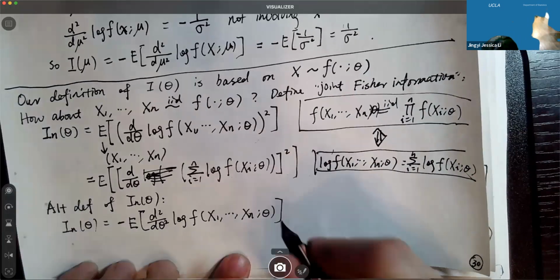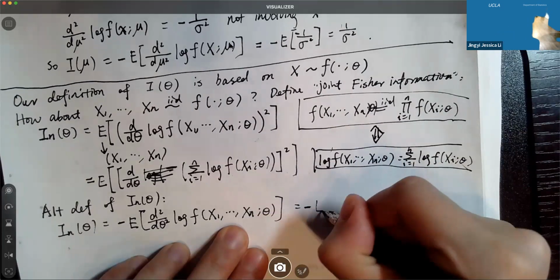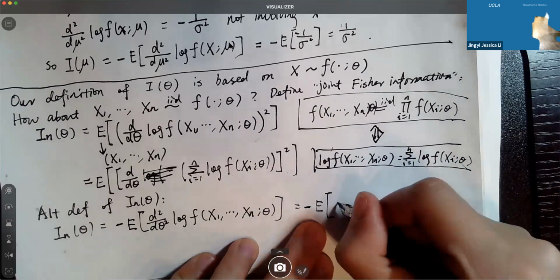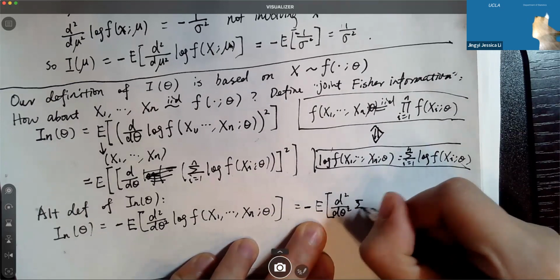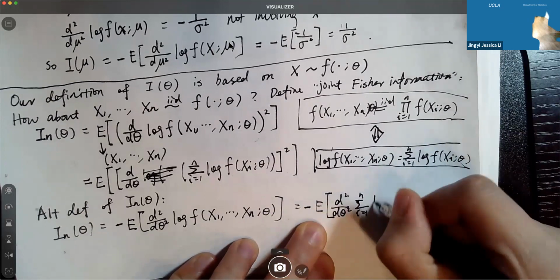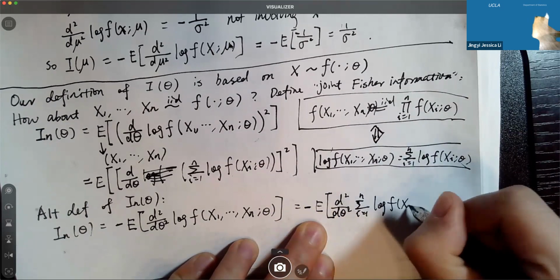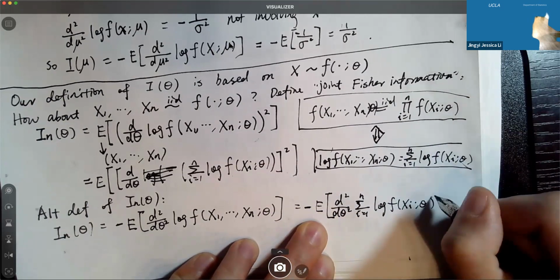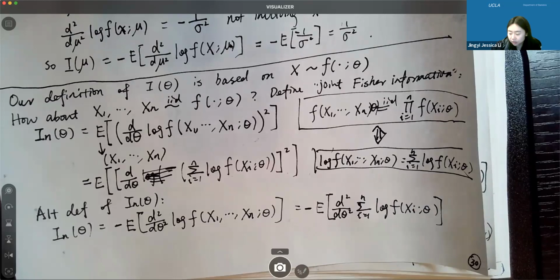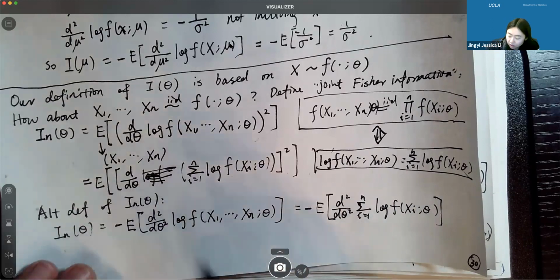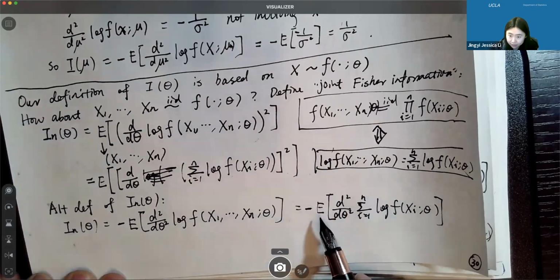So this will tell me d squared d theta squared of the sum of log f of xi given theta. And I know that the derivative can enter the sum because this is a finite sum, i from 1 to n. So I can put this inside the sum. And also the sum can be exchanged with the expectation.